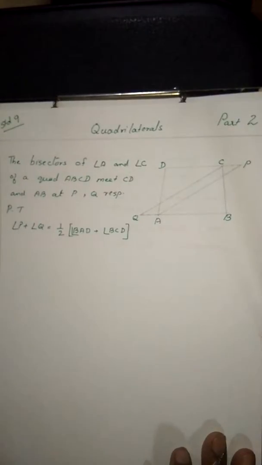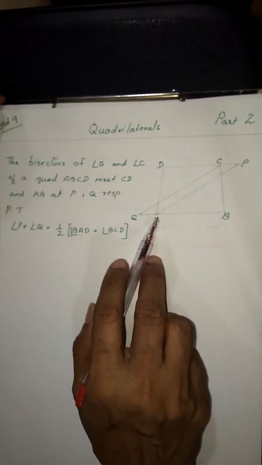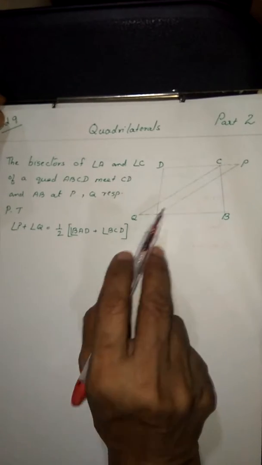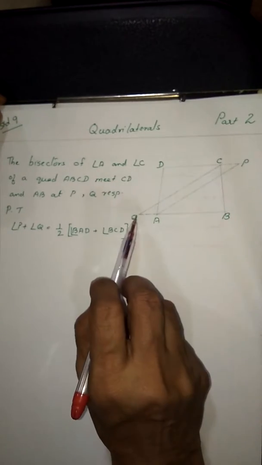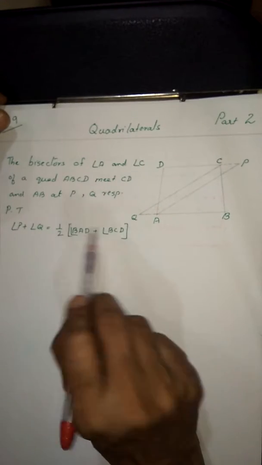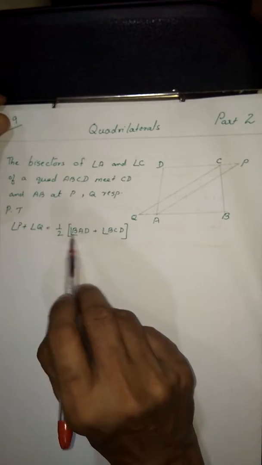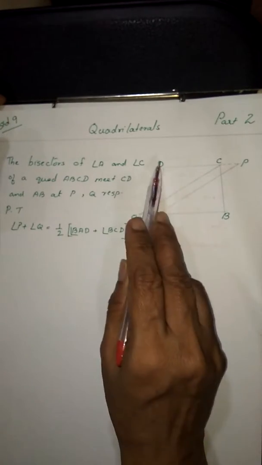The chapter is Quadrilaterals for Standard 9, Part 2. Now in this figure, it is given that the bisectors of angle A and angle C meet at P and Q here. We have to prove that angle P plus angle Q is equal to half of angle BAD plus angle BCD.